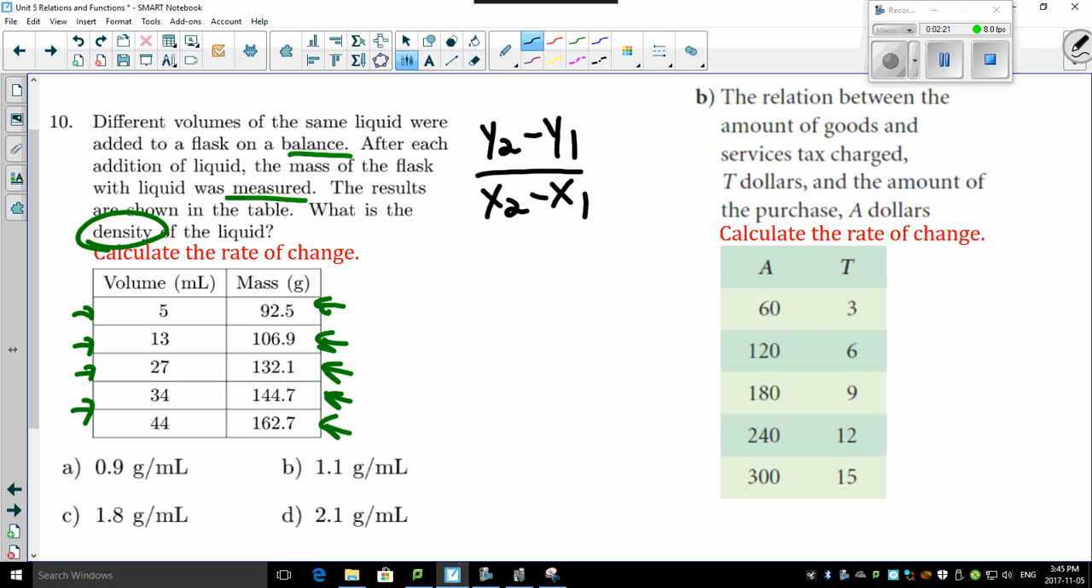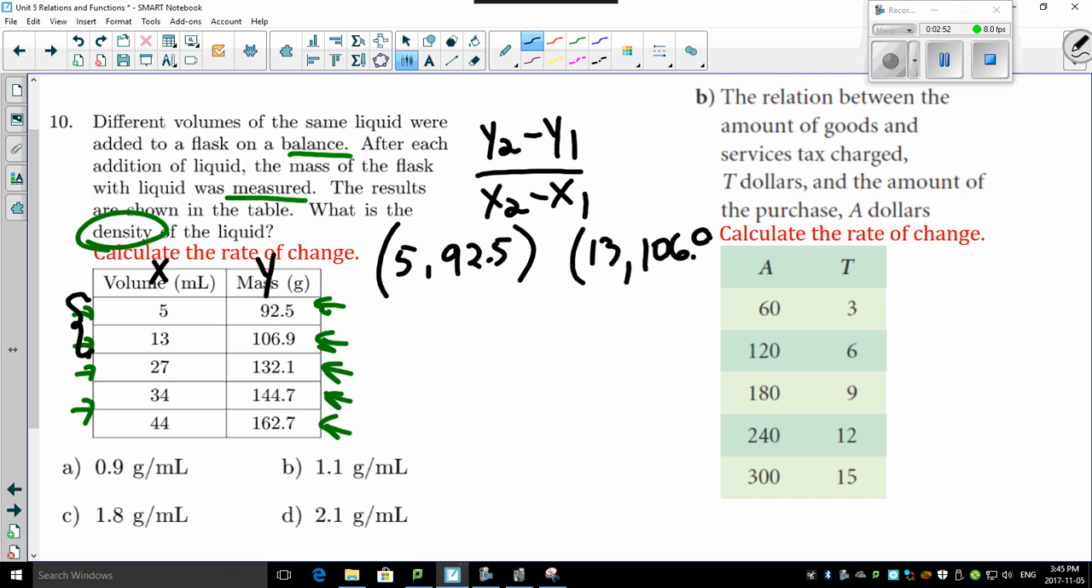Which one's x? Which one's y? Well, in fact, there's your domain because it is your manipulated or independent variable. This is your range, which is your y, which is your responding variable or dependent variable. So pick two. I'm going to pick these 2 points right there. My first point is going to be 5, 92.5. My second point is going to be 13, 106.9. There's my 2 points. That's how you do it.